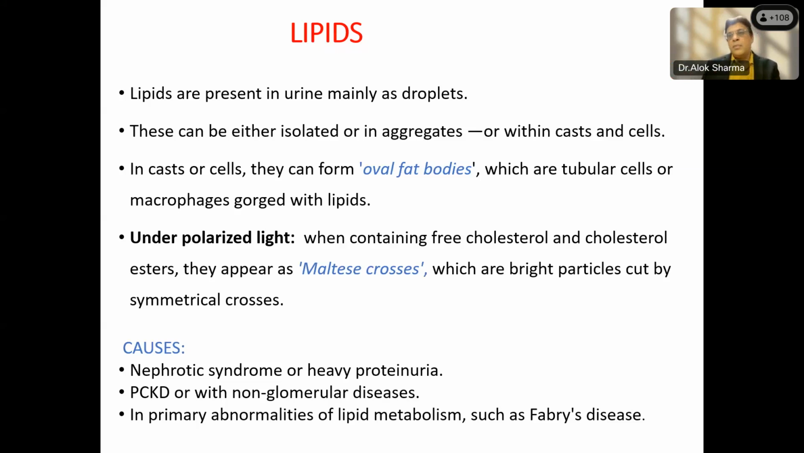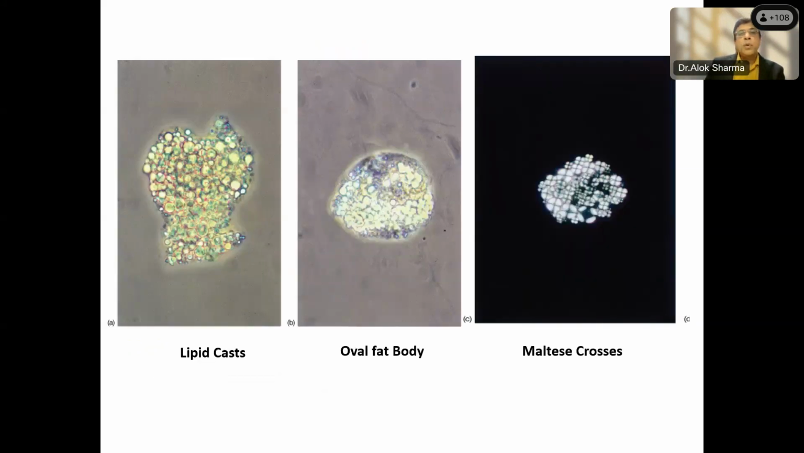When you come to the etiology, they are seen in abundance in patients with nephrotic syndrome, for obvious reasons. In some patients with polycystic kidney disease or even with non-glomerular disease, sometimes you may see escape of lipid in urine. And if you see them in very unusual conditions, you can actually diagnose disorders of lipid metabolism. For example, in Fabry's disease, you can see oval fat bodies in large numbers.